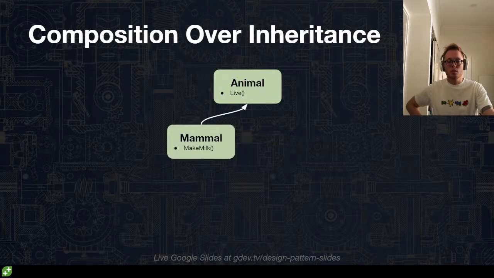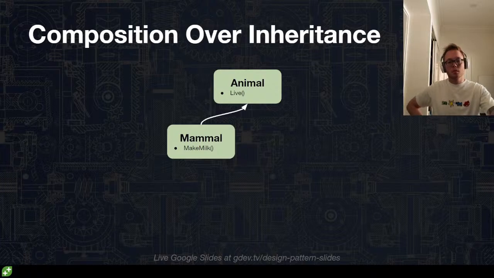So a mammal, for example, might be a type of animal. Not all animals are mammals, but all mammals are animals. And so a mammal will have all of the functionality of the animal. It will be an animal. So if an animal has a live method implemented here, then a mammal also has that live method. It automatically inherits that from the animal class.